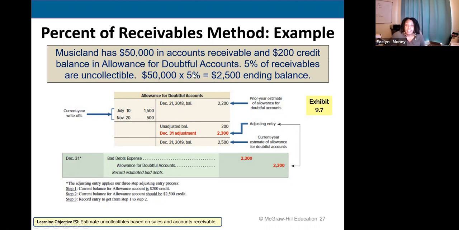Now, to find my bad debt, I need to find the number for my entry here. The number for my entry is calculated by taking my accounts receivable and multiplying it times my percentage of uncollectability, or my bad debt percentage here. And that gives me $2,500. This $2,500 is what I would like my allowance for doubtful accounts to be at the end of the period. It's not right now. Right now it's $200.